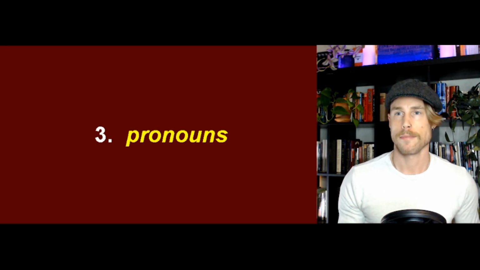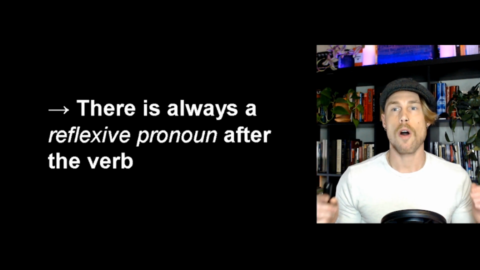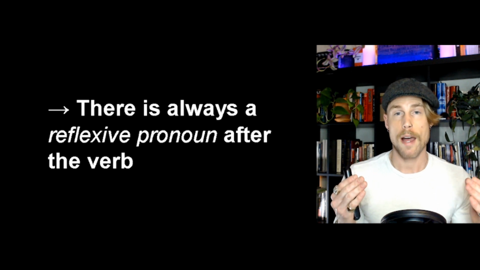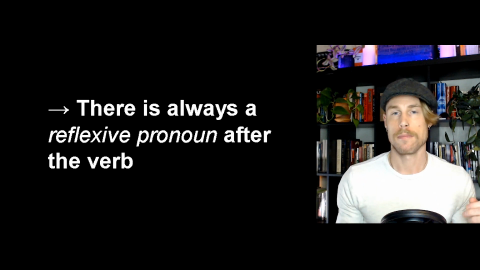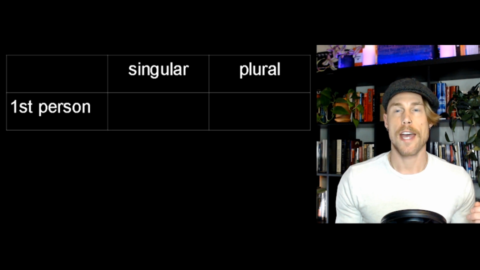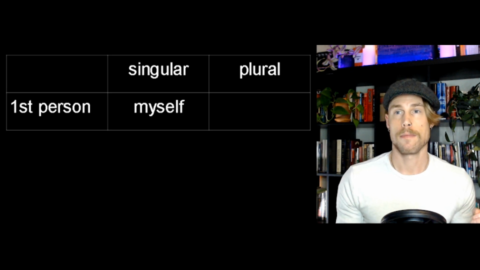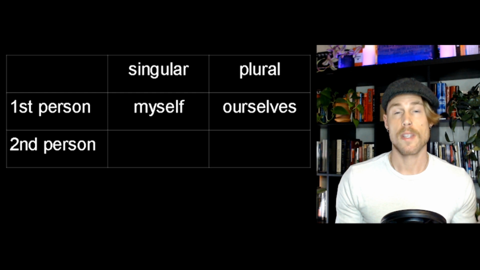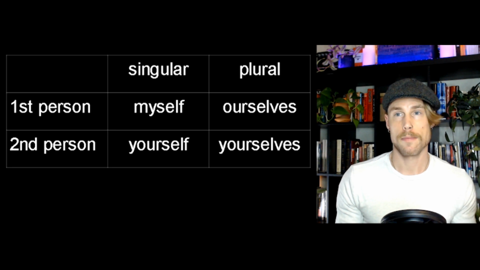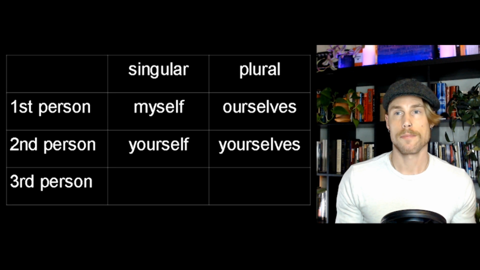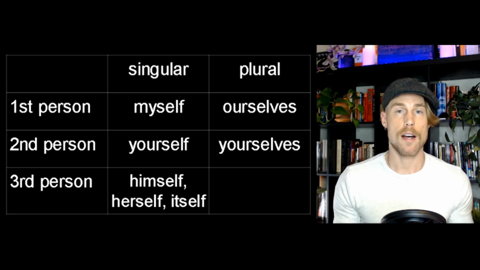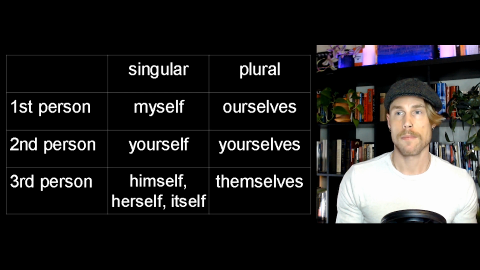Number 3, let's talk about pronouns. There is always a reflexive pronoun after the verb. So we have singular and plural, and first person, myself, ourselves. Second person, yourself, yourselves. Third person, himself, herself, itself, themselves.